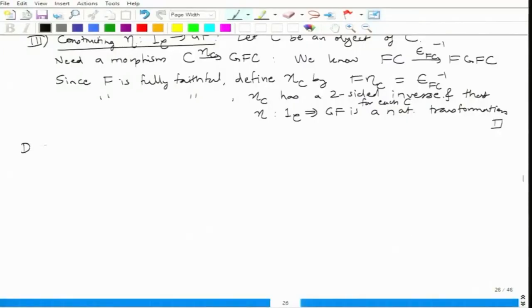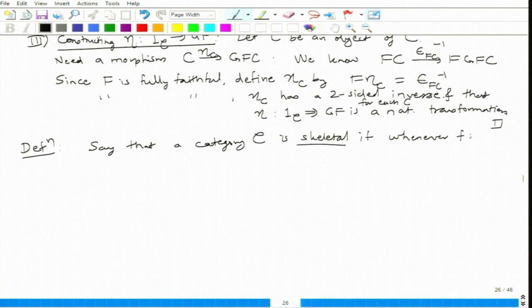So, we are talking about isomorphism classes of objects, right? So, let's make those things precise. Some definitions here. Say that a category C is skeletal if whenever F is an iso in C, then the domain of F is equal to the codomain of F. A skeletal category is one where there are no non-trivial isomorphisms which are not automorphisms.